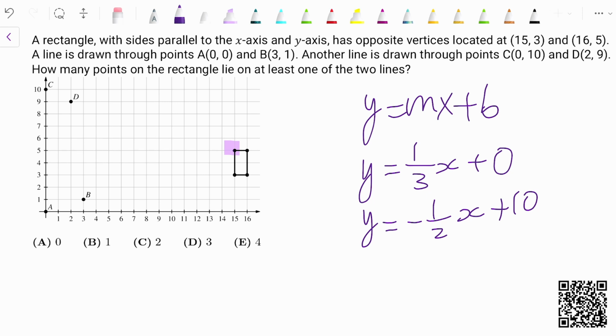Therefore, the only point that is on either of these lines is (15,5), which is only on one line, but that's what it's asking. Therefore, the answer is B, 1.